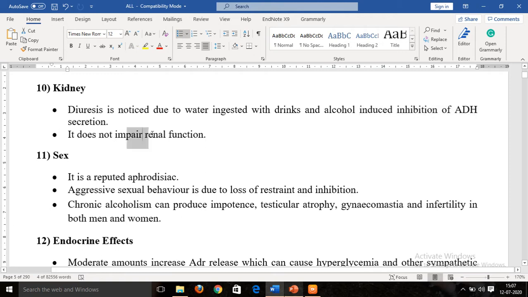Whereas if you consider the renal function, it is not affected. Okay, so renal impairment will not take place in case of excessive amounts of alcohol being consumed.